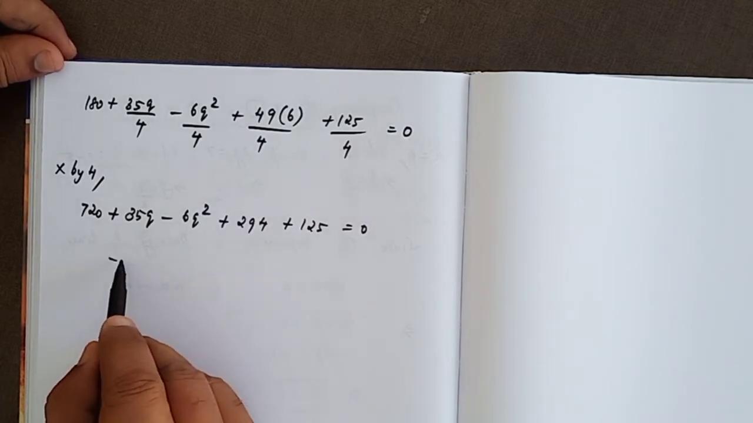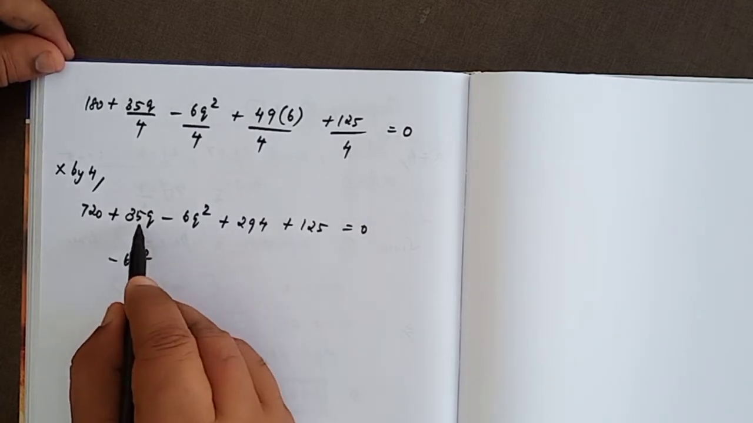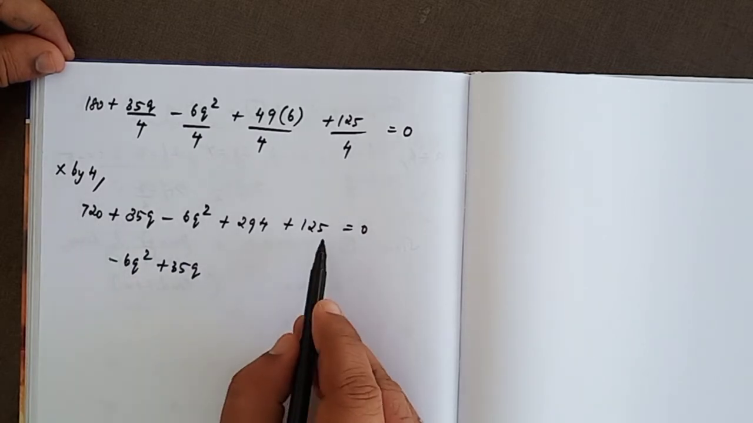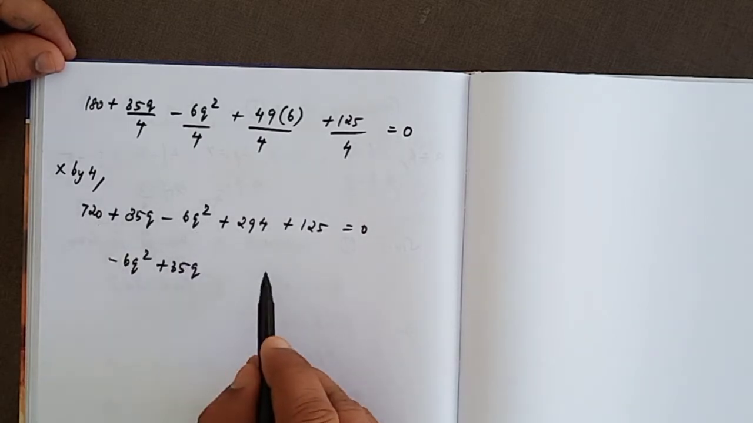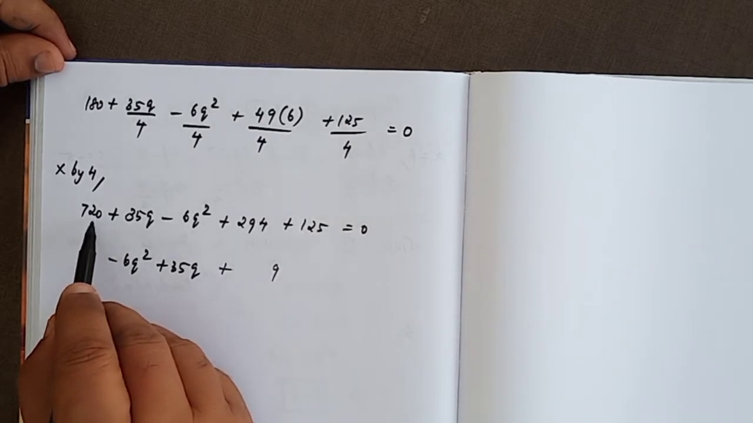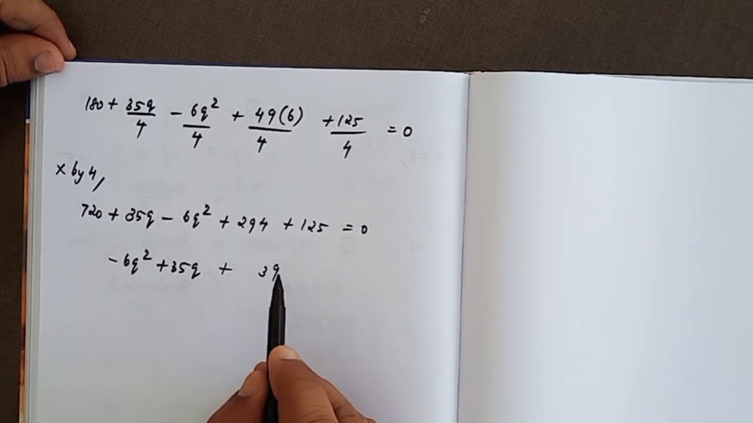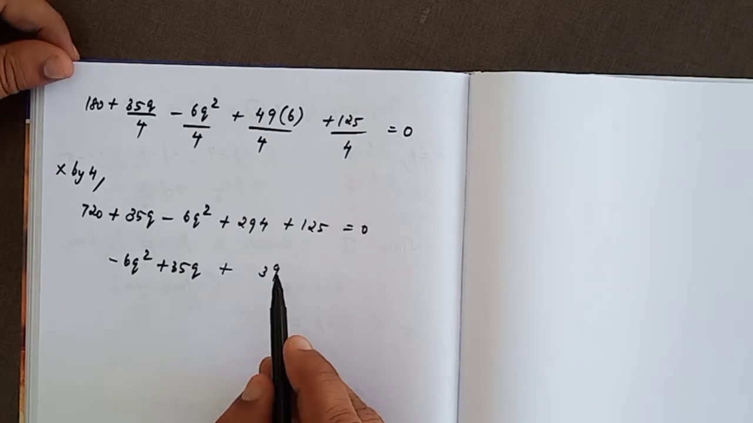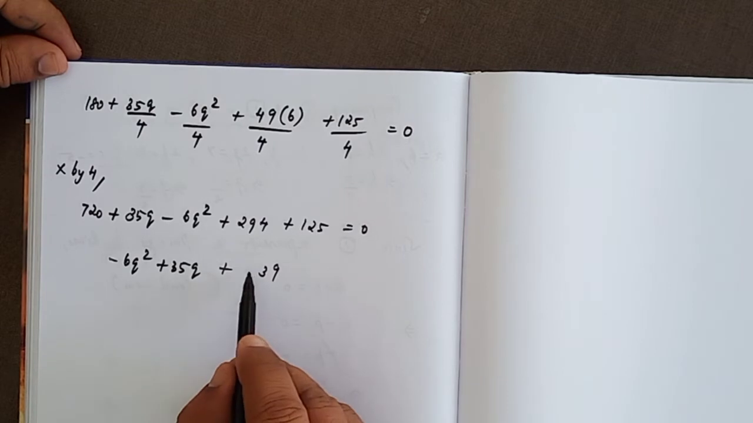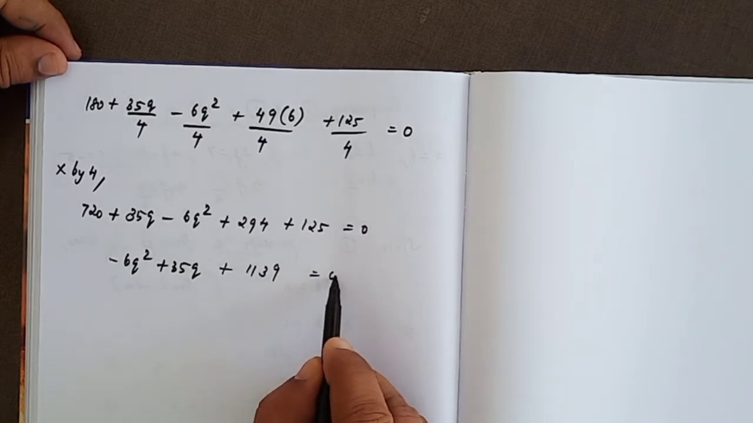First write minus 6Q square, then 35Q. Then we have to add all the constants: 5 plus 4 is 9, 9 plus 0 is 9, 2 plus 9 is 11, 11 plus 2 is 13, and balance 1 plus 1 is 2, plus 2 is 4, plus 7, that is 11, that is equal to 0.